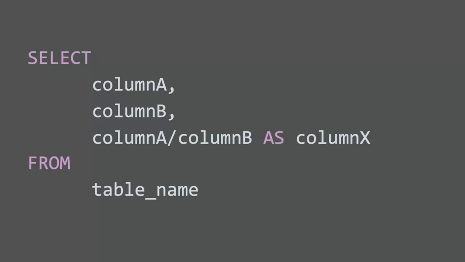We start with select and then the names of the columns we want to use in our calculations. Then we add in calculation details, including an operator like a forward slash for division. Next, we type as, followed by the new column's name to label the column with the calculated values. Finally, we end our query with the from command and the name of the table that we're pulling data from.